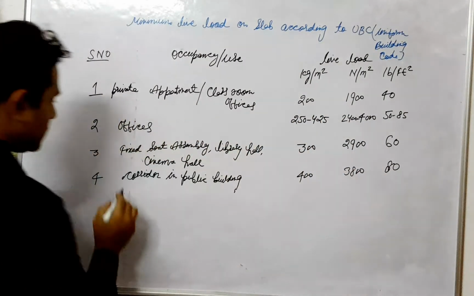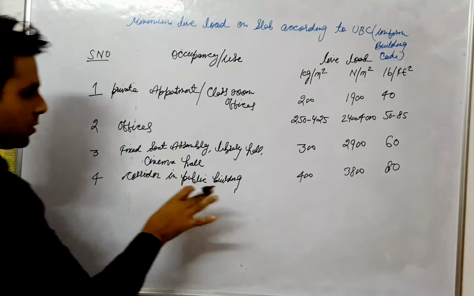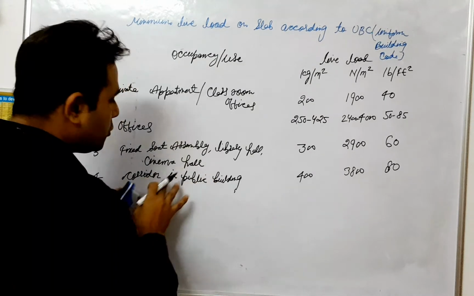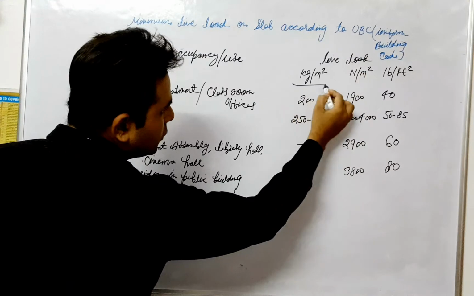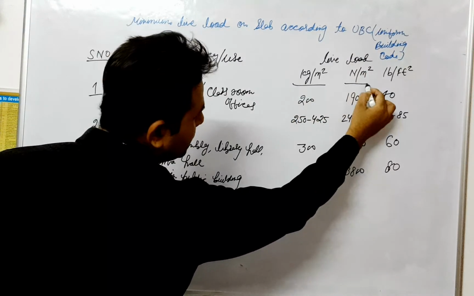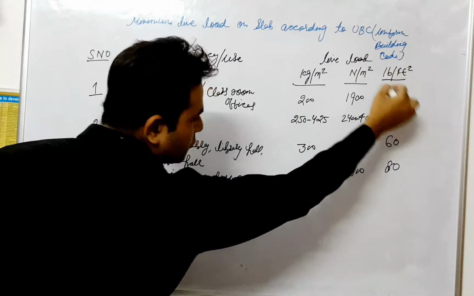Clear? The fourth one is, for designing any corridor in public building, these are the values of live load. This is kilogram per meter square, this is Newton per meter square, and this is pound per square feet.